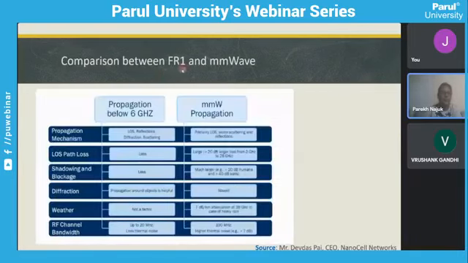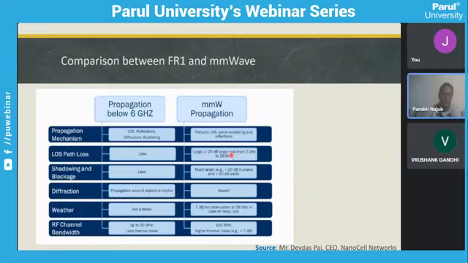Now, this is the comparison between FR1 and millimeter wave. The comparison is carried out in terms of the propagation mechanism: path loss, LOS, which stands for line of sight, path loss, shadowing and blockages, diffraction, weather, RF channel bandwidth. This comparison is between sub 6 gigahertz and millimeter wave propagation. You can see over here that path loss is very low in this, but very high in millimeter wave communication, right?